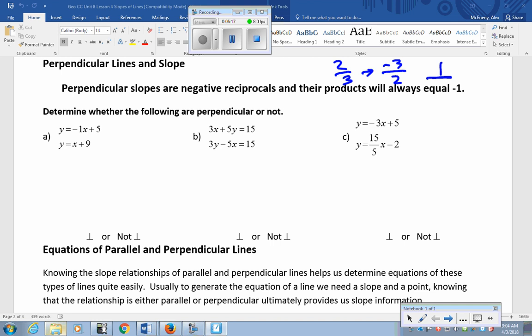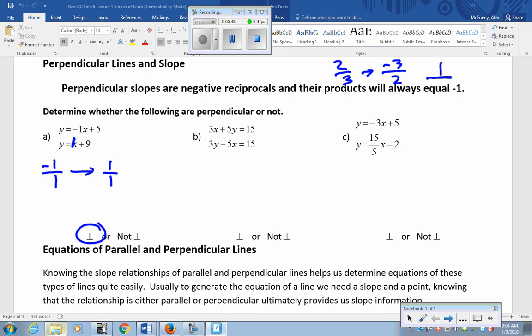Now if we look at A, this one's great, it has y by itself already. There's an imaginary 1 here. In this case we have -1 and 1. If you have a whole number, you can always put each one over 1. So the question is, are these two perpendicular? And they are, because if you flip the numbers and change the sign, you go from -1/1 to +1/1.